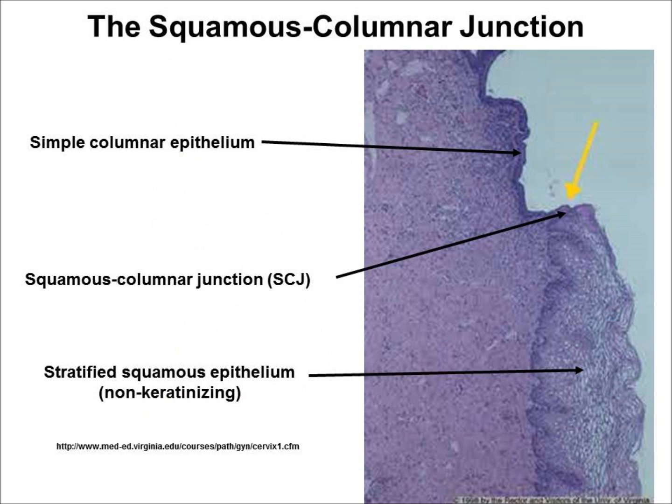The yellow arrow on this slide shows the location of the squamous columnar junction. As you can see below this region, the epithelium is stratified squamous. That is, it is multi-layered and the free surface consists of flattened squames. This epithelium is non-keratinized, which means that the cells remain alive and retain their nuclei all the way to the free surface. And above the junction, the epithelium is simple columnar. That is, it is one cell layer thick and the individual cells have a columnar shape, although it is difficult to observe this at this particular magnification.